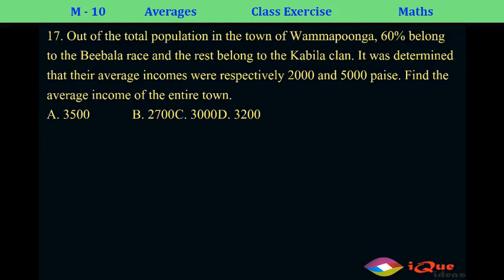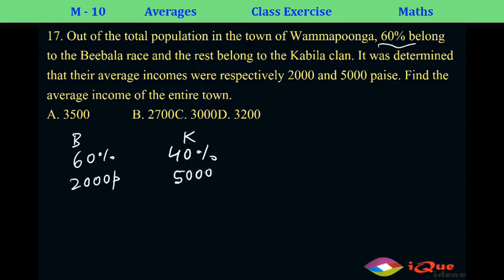Now this question says, out of the total population in the town of Wammapoonga, 60% belong to Beebala race and the rest belong to Kabila clan. That means one group has to be 60% and the other group has to be 40%. Right? So this is Beebala race and this is Kabila clan. Now it was determined that their average incomes were respectively 2000 and 5000 paisa. So the average income of the Beebala group is 2000 paisa per person, and the average income of Kabila group is 5000 paisa per person. Find the average income of the entire town.